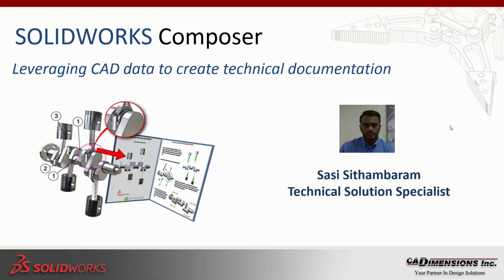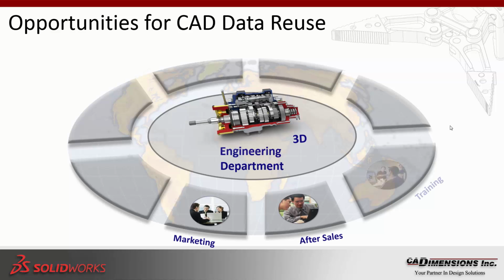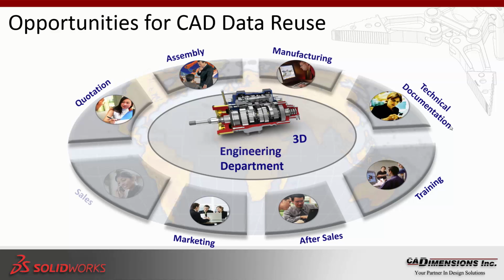So to start my presentation today, let's talk about a typical engineering organization. Generally, CAD data is used primarily in the engineering department, and a lot of times this data is only used in the engineering department and not shared in any other department. However, in this day and age, CAD data can be used in other departments, and there is a great opportunity to reuse existing CAD data in other departments as well.